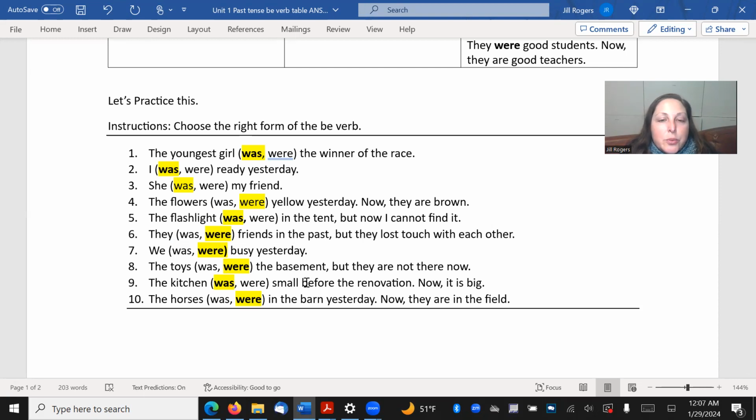Number 8, the toys were, and I also missed that in again. I guess when I copied and pasted, I filled in. The toys were in the basement, but they're not there now. And the next one is the kitchen was small before the renovation, but now it's big after the renovation, right? And the last one is the horses were in the barn yesterday, but now they are in the field.